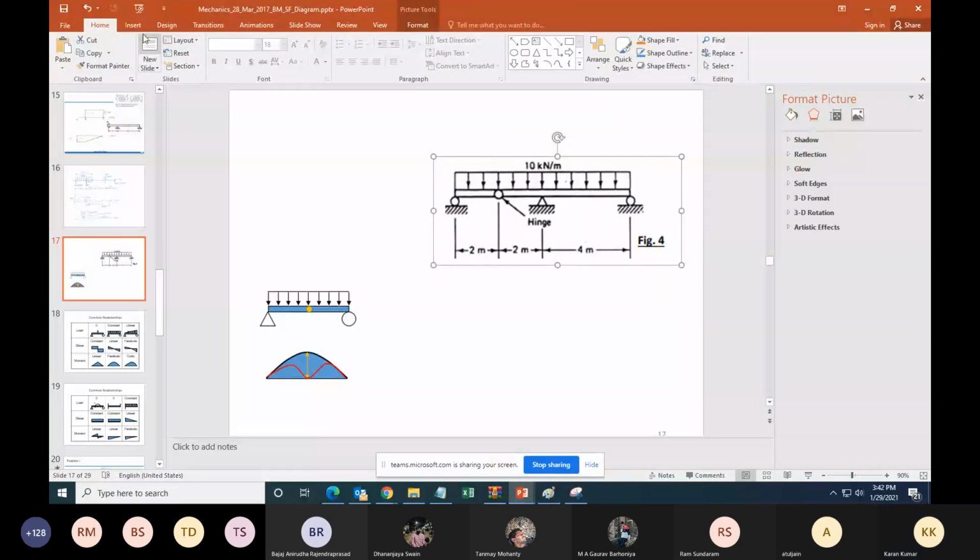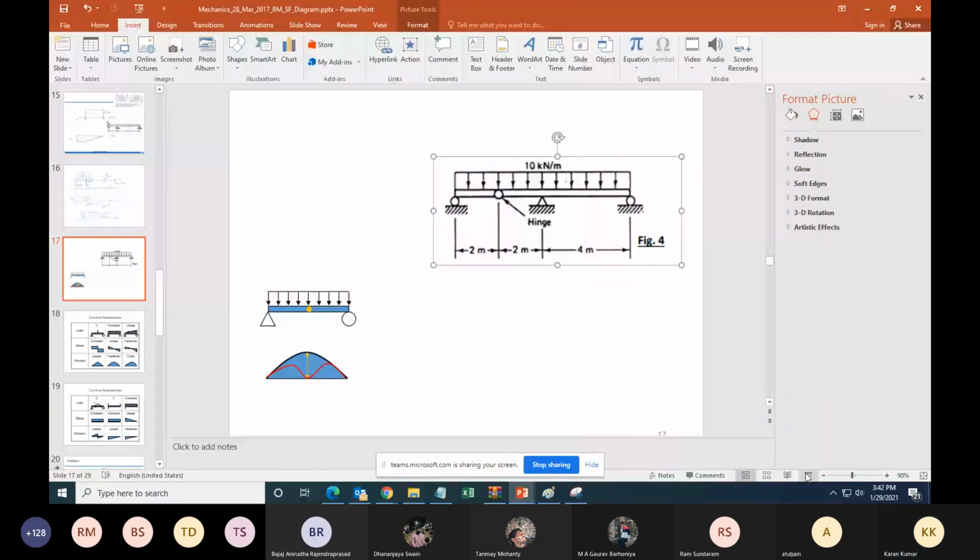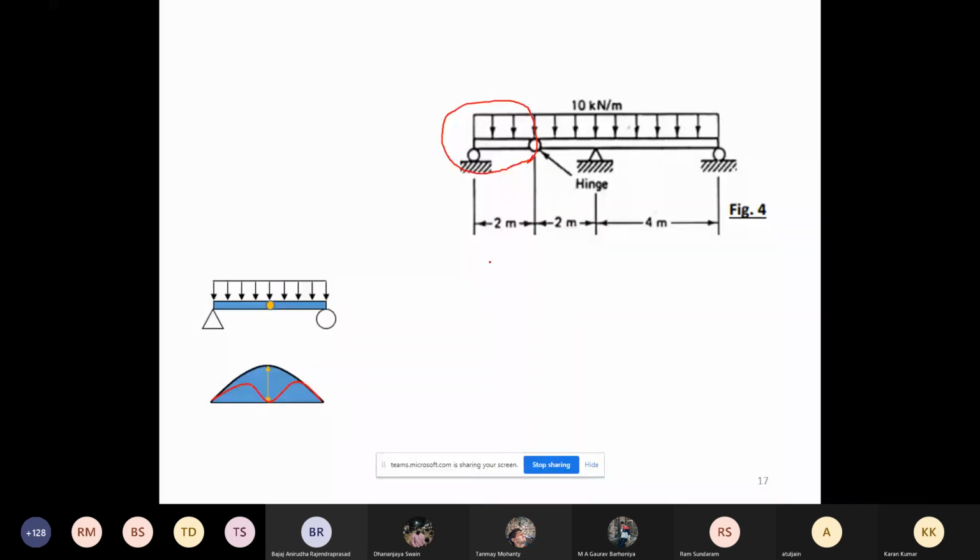So, I'm saying that draw the BMD of this part independently, and draw the BMD of this part independently. Taking that point as the new origin. So this is one beam, make it independently. Hopefully you will measure X from here for one case, and for the other case, you will measure X from here. So if we take a single coordinate, then our answer should be the same.